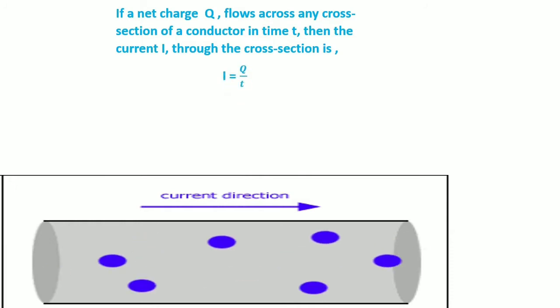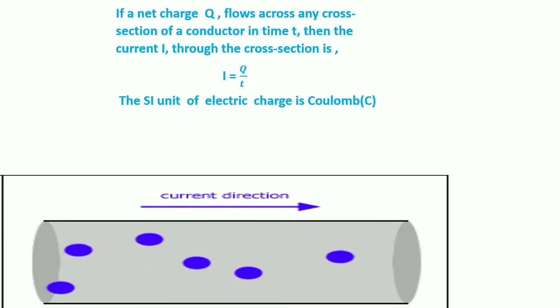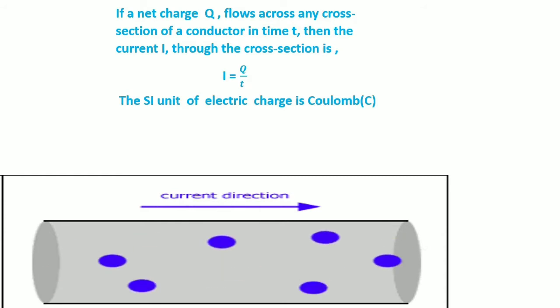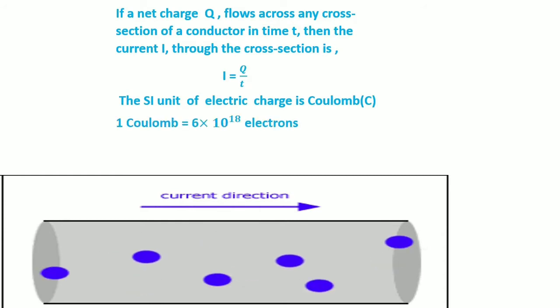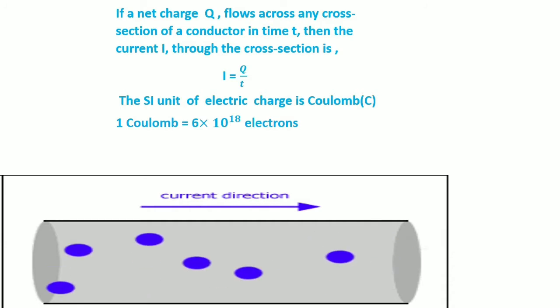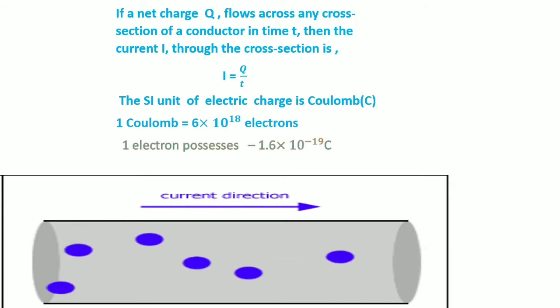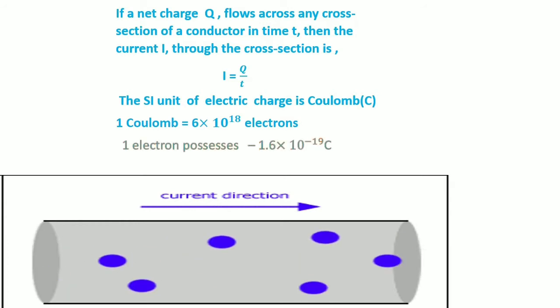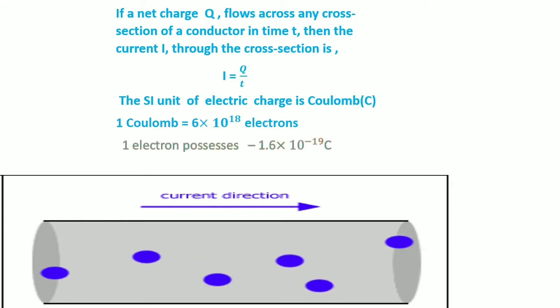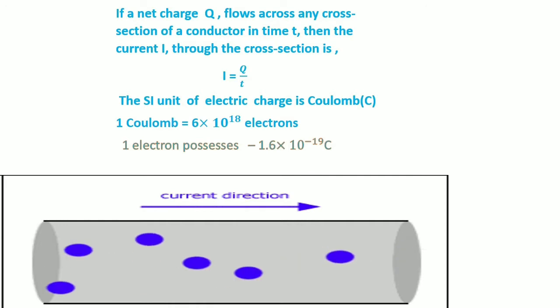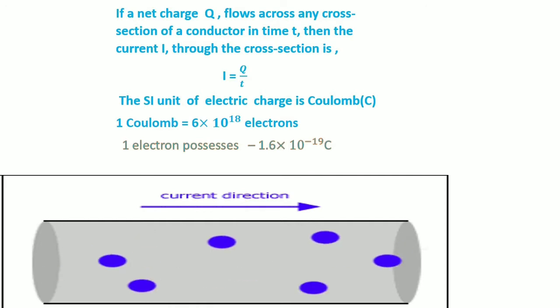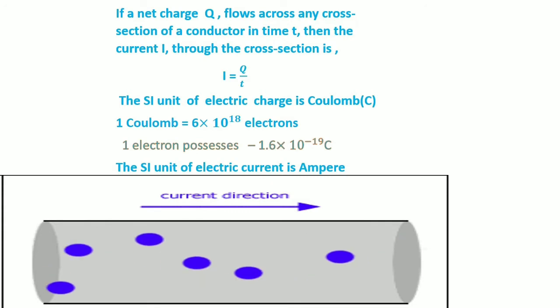The SI unit of electric charge is coulomb. Just imagine, 1 coulomb contains 6 into 10 to the power 18 electrons, and 1 electron possesses a charge of negative 1.6 into 10 to the power minus 19 coulomb, and the SI unit of current is ampere.